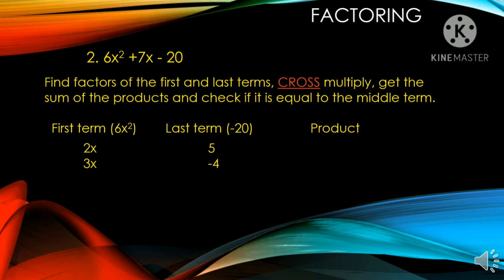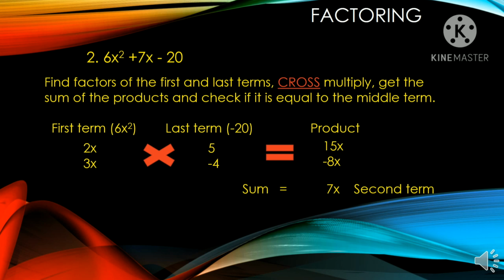We have their cross multiply. So, cross multiply natin siya, ibig sabihin yung 2x mo, multiply mo sa negative 4, yung 3x mo, multiply mo sa 5. So, 3x times 5, 15x. 2x times negative 4, negative 8x. Get the sum. That is 7x, which is exactly the middle term. So, kung ganon, pagtirin mo na ngayon yung 2x at saka 5, tapos yung 3x at saka negative 4. So, the factors are 2x plus 5 times 3x minus 4.